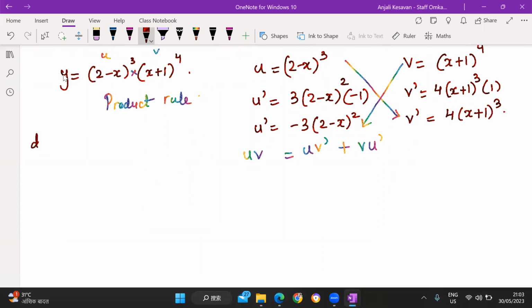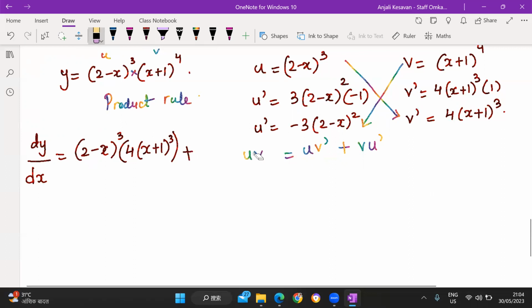Alright, so differentiate this curve y with respect to x, and differentiating the right hand side, what do we get? u times v prime, which is (2 minus x) the whole cube times 4 times (x plus 1) raised to 3. Now I've used two brackets to separate the two expressions, plus what is this?